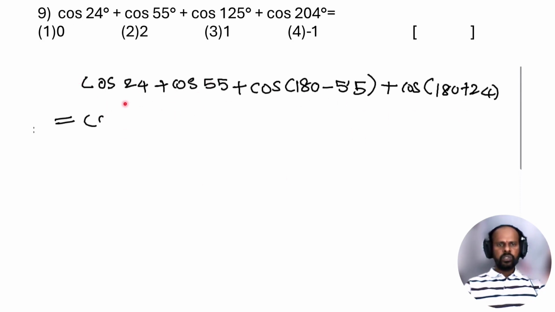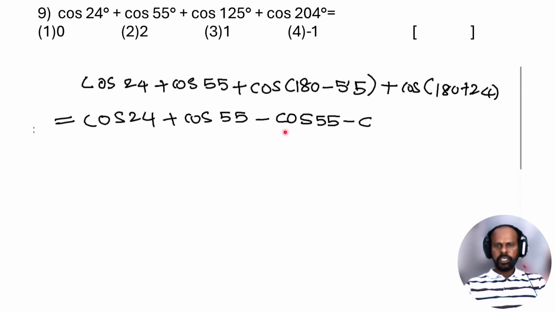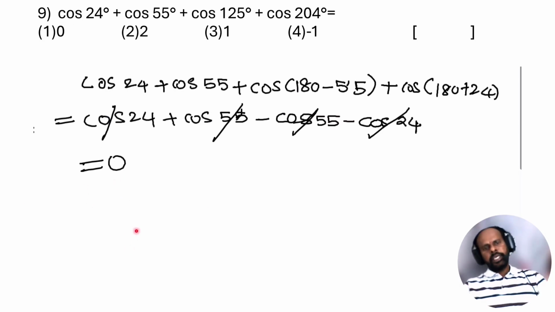So the first term as it is, and the second term also as it is, and plus cos(180 minus theta) is minus cos 55, because that is in the second quadrant where cos is negative, that's why plus into minus gives minus. And again cos(180 plus theta) is in the third quadrant, where cos is minus, so cos 24 gets cancelled, cos 55 gets cancelled, so the answer is 0 and the option is 1.